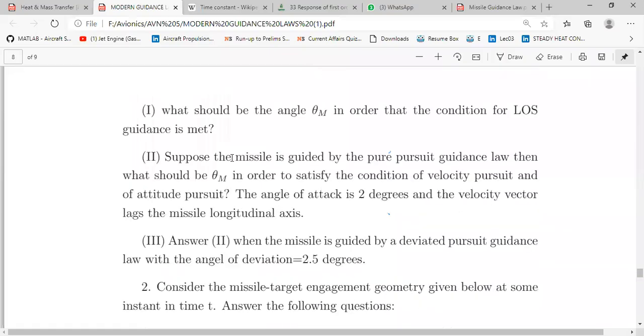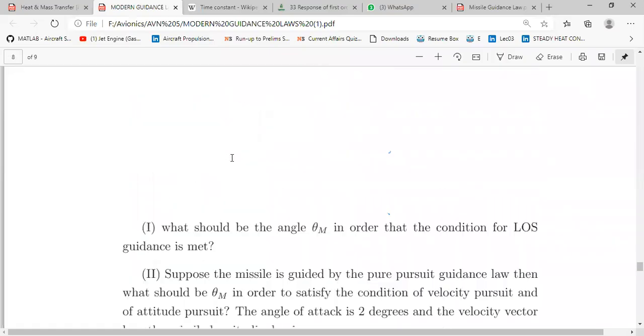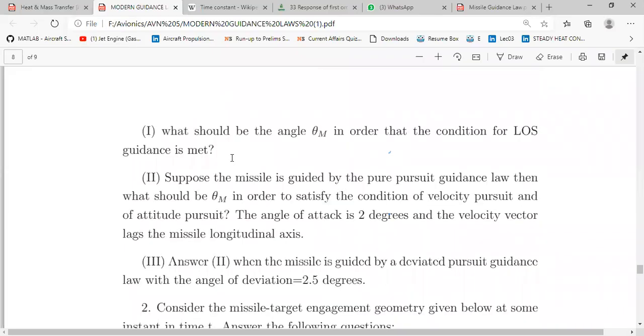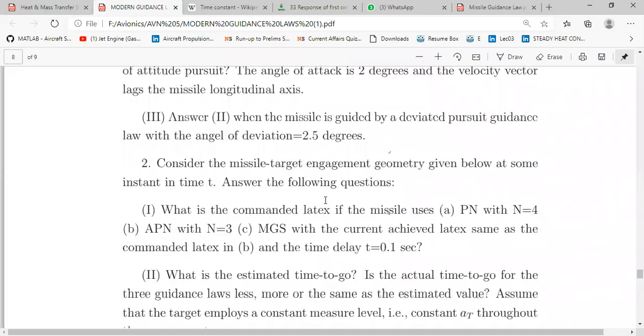Yes, sir. Okay. So here in this numerical, if you compare, first let me finish this. You got the value of the lateral command for PN and APN. If you observe the APN lateral command, the value will be high initially, but in the terminal phase, the lateral command value will be less, whereas in PN, the lateral command value will be low in the beginning, but in the terminal phase, it will be high.